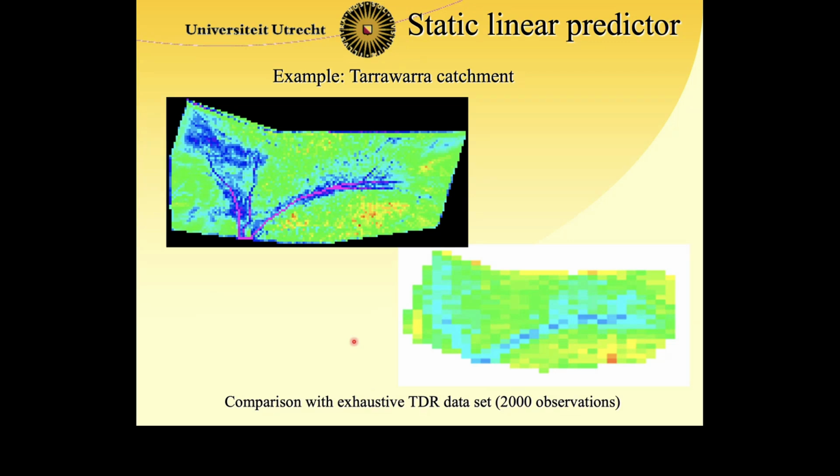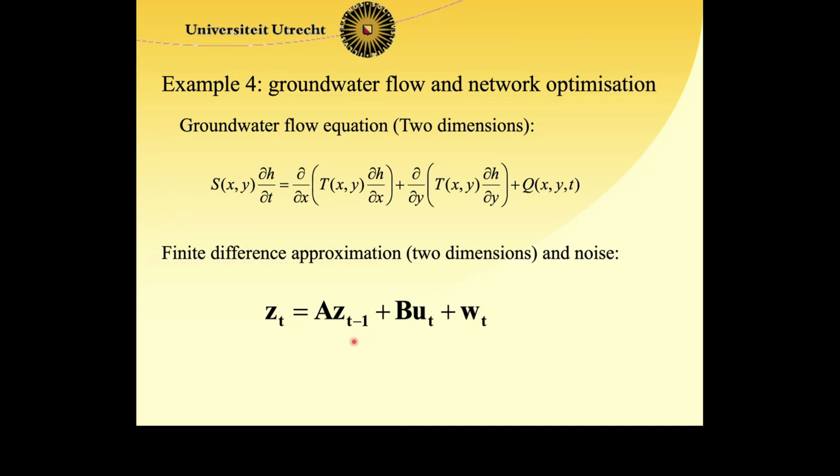So for the last example, we're going to move back to the groundwater and we're going to talk about network optimization. So this is our groundwater flow equation, but now we're going to 2 dimensions. So this is a 2-dimensional groundwater flow equation.